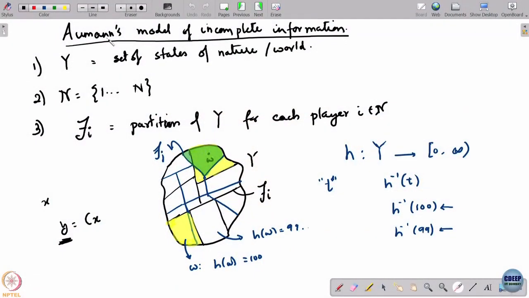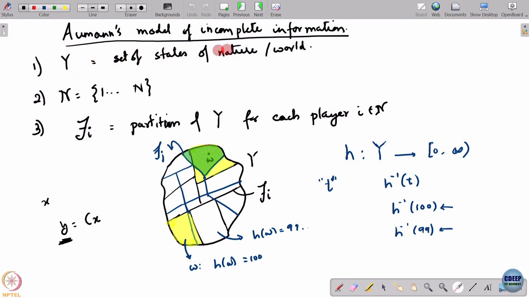Okay, welcome everyone. Let's recall what we were talking about in the last class. We had started talking about what is called the Aumann model of incomplete information. What does this comprise of? The Aumann model comprises of three different elements.